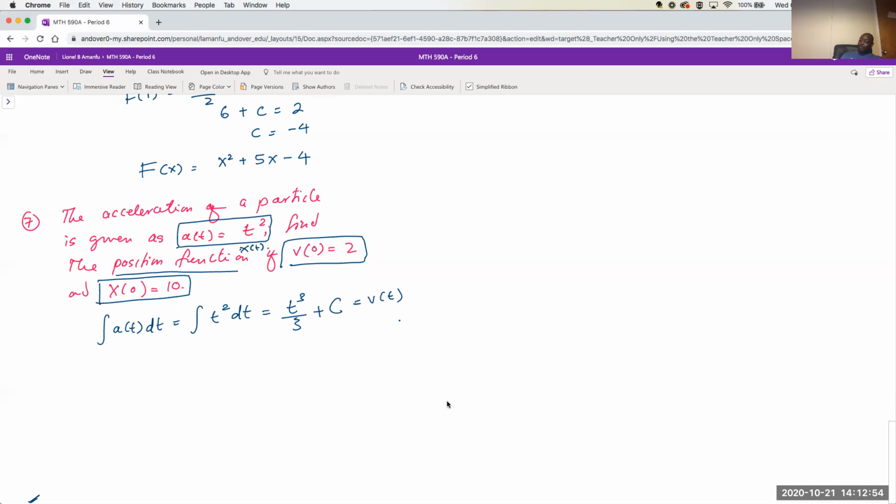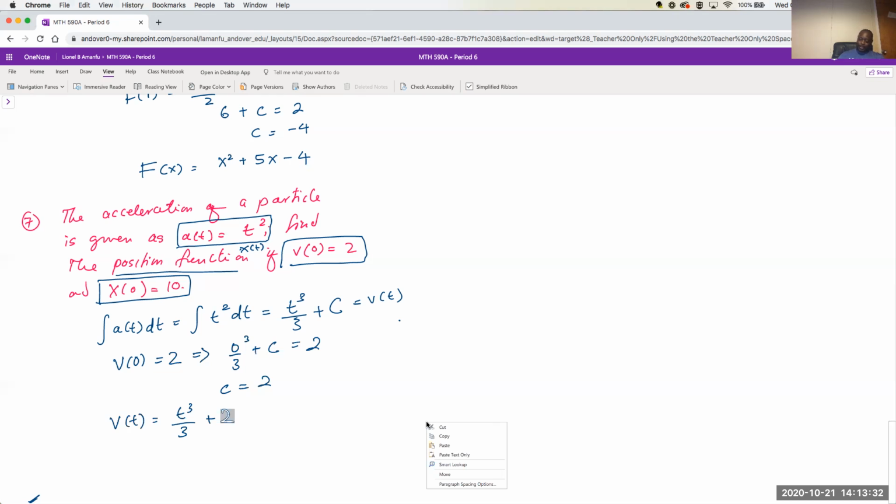Now they give me that initial condition because they want me to resolve that c. So at v of 0, that's supposed to be equal to 2, which implies that I have 0 cubed over 3 plus c is equal to 2. C is 2. So v of t is equal to t cubed over 3 plus 2. All right. Now I have the velocity function.